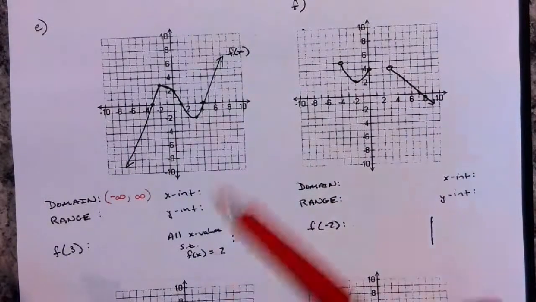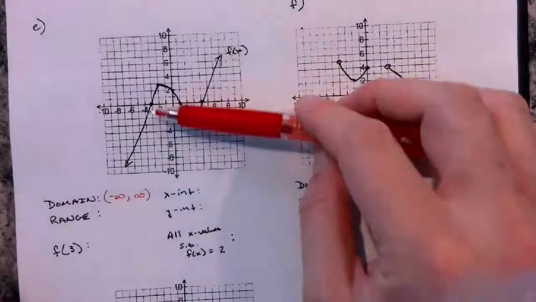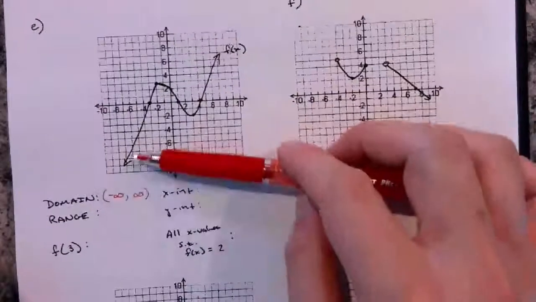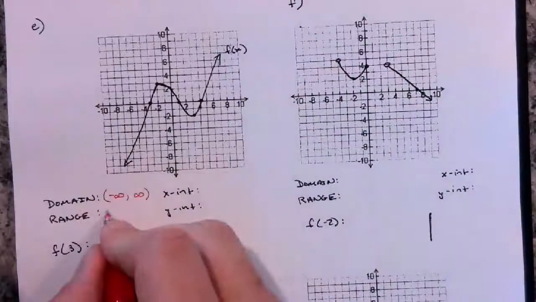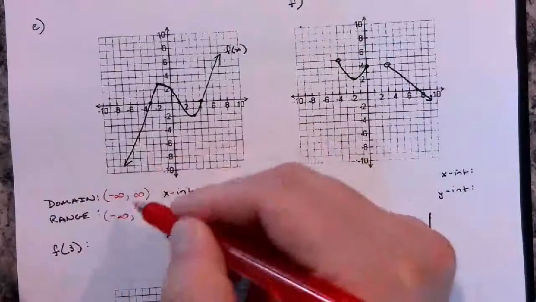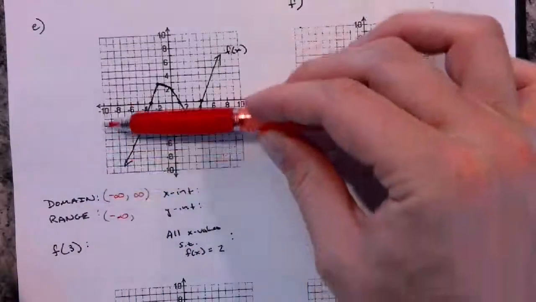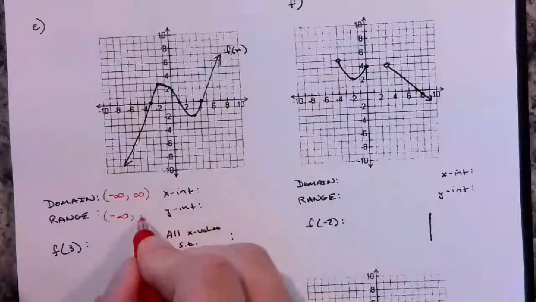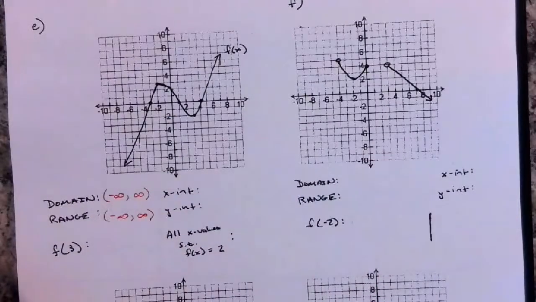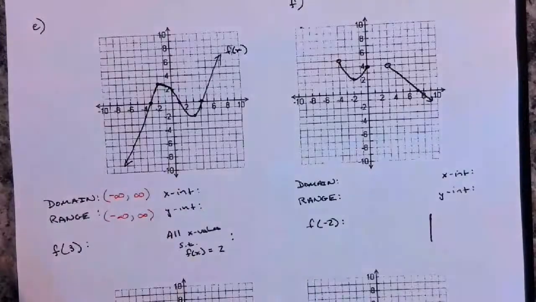The range for the y values. How low does this graph go? Well, starting from the bottom, this arrow means it's going downward forever, so towards negative infinity for the y values. How high up does it go? Well, following this all the way up, it goes all the way up to positive infinity. So the range is also all real numbers. So in this case, the domain and range are the same. They won't always be, but it can be.